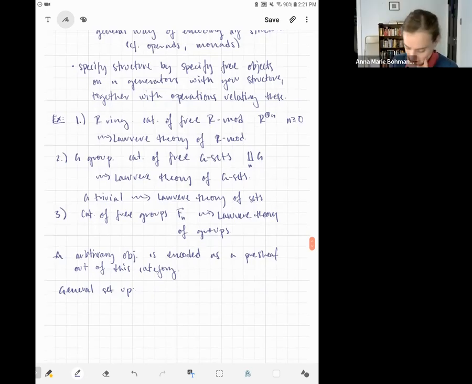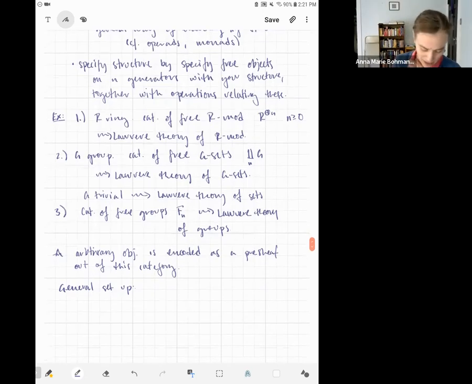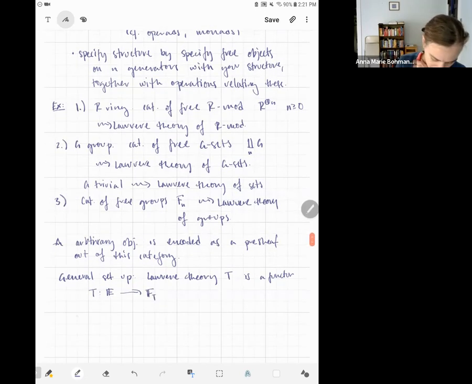Thank you. Sure. So the general setup that I'm looking at here is that for me, a Lawvere theory, we'll call it T, is the data of a functor, which I'll call T as well, from E, I'll tell you what E and F sub T are in a second. So here, E is a skeleton of the category of finite sets.